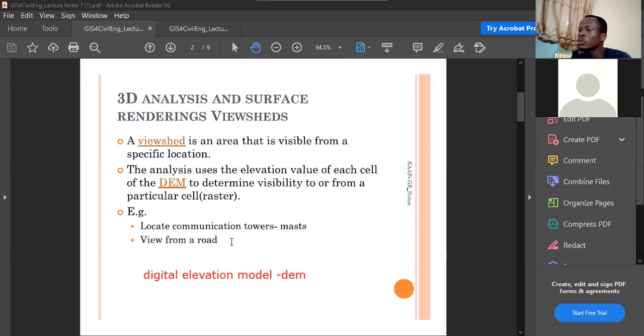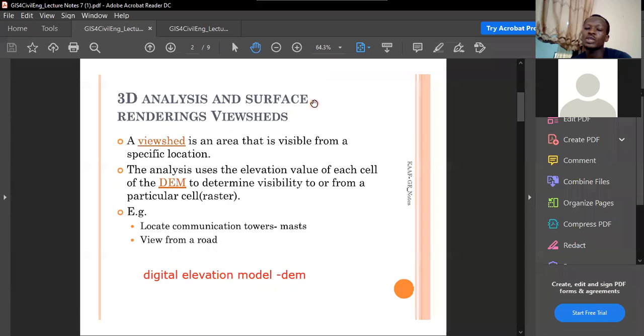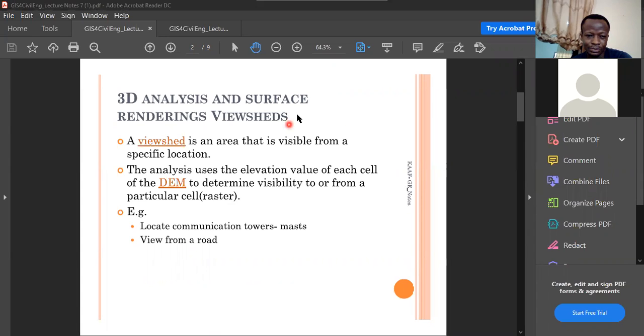We can also obtain a view from a road. What can we see as we move on a road? Depending on what you want to do, you can use a viewshed for a whole lot. Instead of a viewshed, you can actually do a watershed. So where can water reach, for example? I want to explain to you how the viewshed works, and then we can continue.